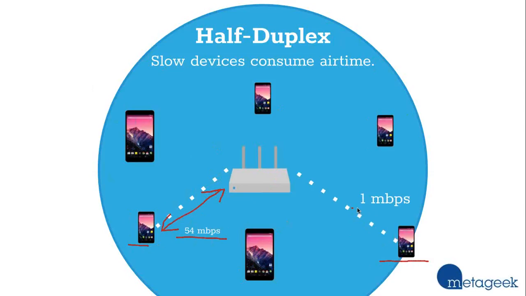This device, since it's talking at 1 megabit per second, is going to talk 54 times slower than the device that's talking at 54 megabits per second. It's going to take this 1 megabit per second device 54 times longer to convey the same amount of information. So it consumes more time on the channel.